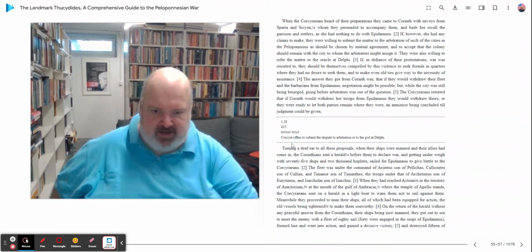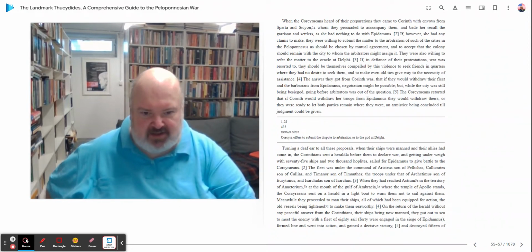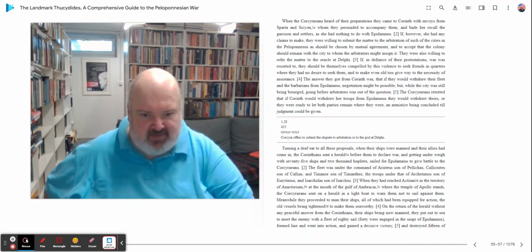This is now chapter 29. Turning a deaf ear to all these proposals, when their ships were manned and their allies had come in, the Corinthians sent a herald before them to declare war, and getting underway with 75 ships and 2,000 hoplites, sailed for Epidamnus to give battle to the Corcyraeans.